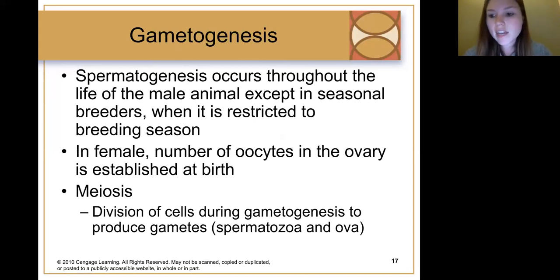And then, like I said, in females, the number of eggs in the ovary is established at birth. So once that process is done, it's done, and the female's not going to produce any more eggs at any point in time. So meiosis is just the division of cells during the production of gametes, so the sperm and the egg. I'm going to talk a little bit more about that in detail.